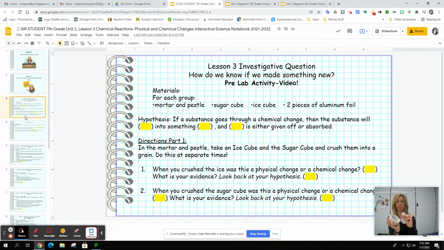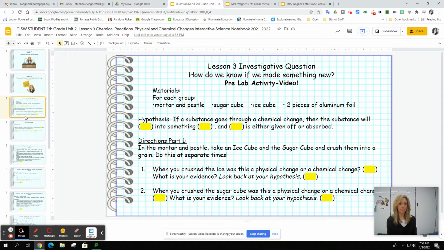We'll be crushing some things. A sugar cube, which you can't find anymore. So you have sugar cube on there, but instead I have a very hard marshmallow. That's going to be our sugar cube. You can't find sugar cubes anymore. They have sugar packets. They don't make cubes anymore. Two pieces of aluminum foil, an ice cube. So that's what we got going on today.